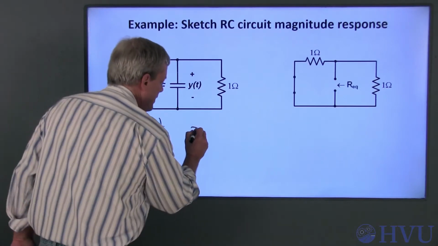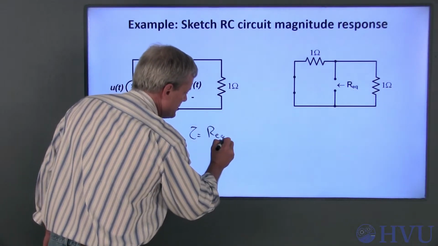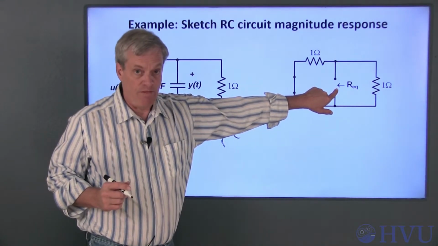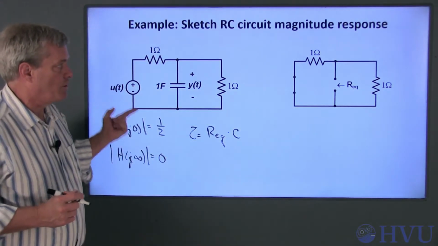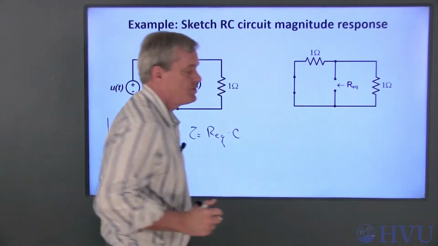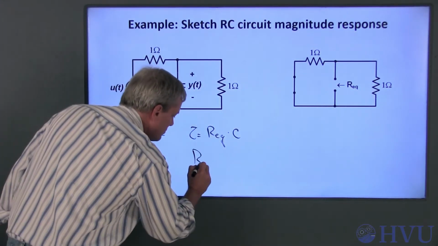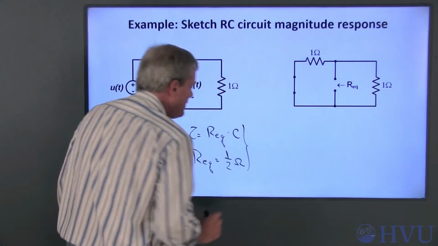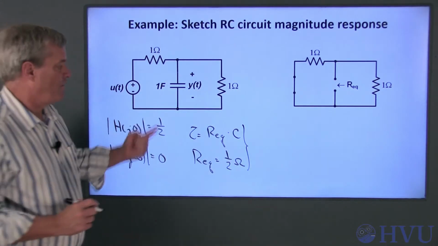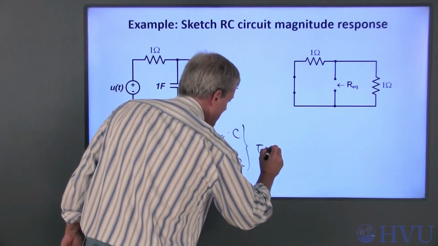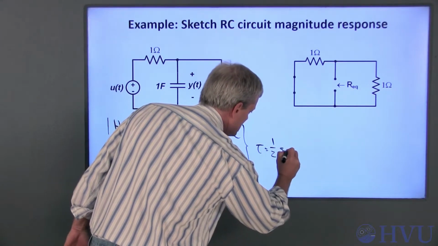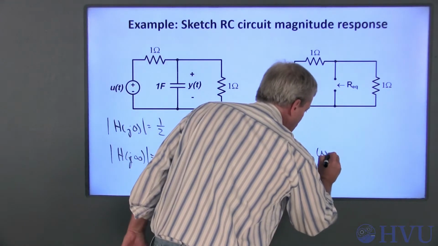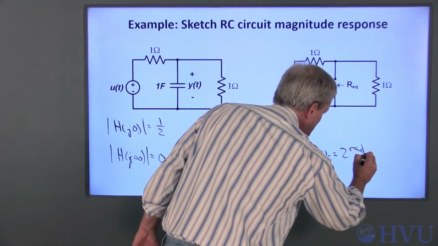Now let's take a look at the corner frequency, which we can determine from the time constant. The time constant for an RC circuit is the equivalent resistance seen by the capacitor times the capacitance. We can find the equivalent resistance from this circuit. We short the voltage source. Now these two 1 ohm resistors are in parallel, and Req is equal to 1/2 of an ohm. Combining these and noting that the capacitance is 1 farad says that the time constant is 1/2 of a second. The cutoff frequency is the inverse of this, so omega sub c is 2 radians per second.